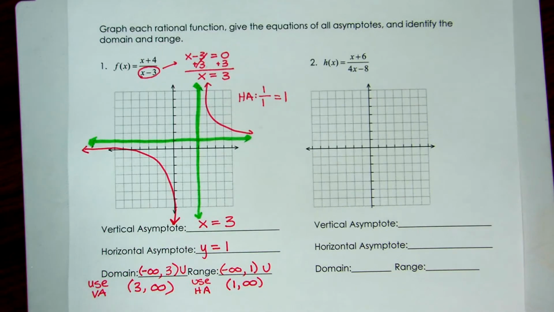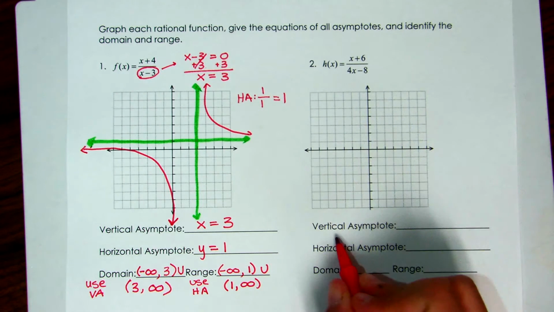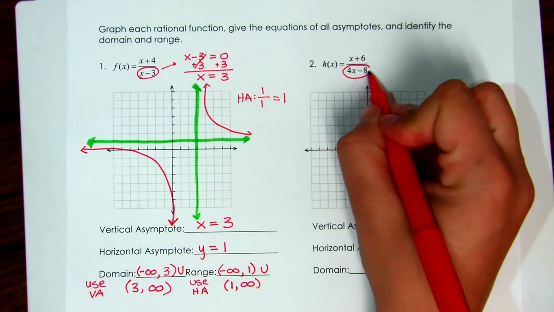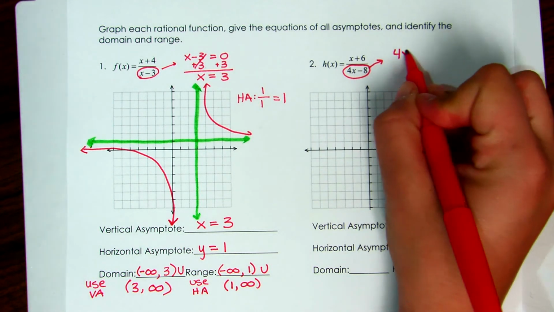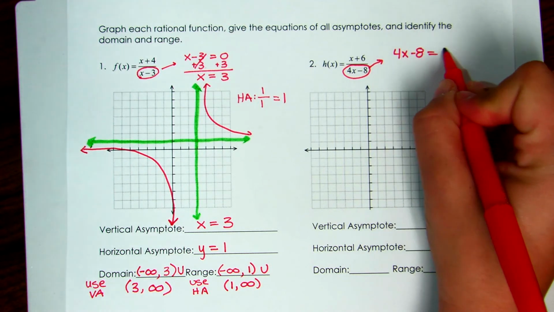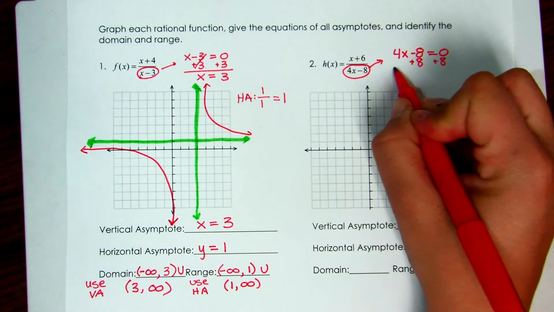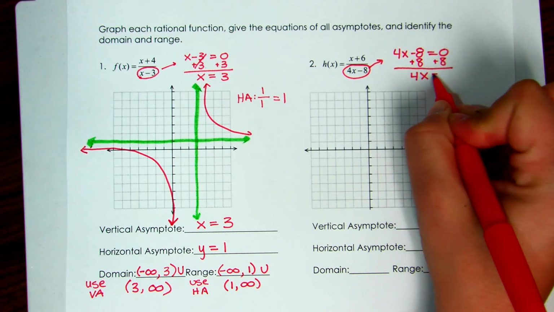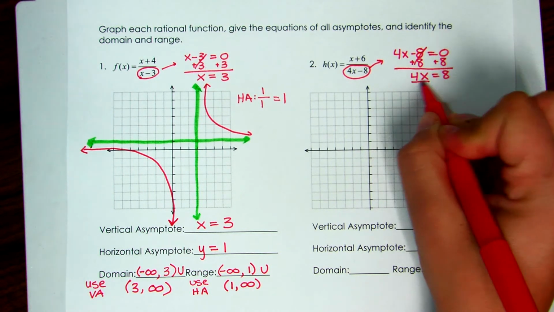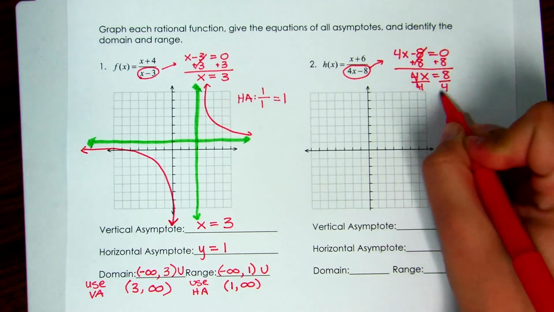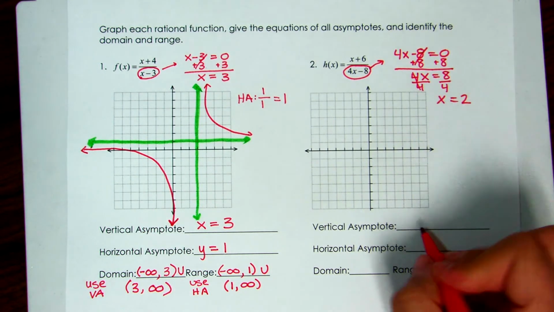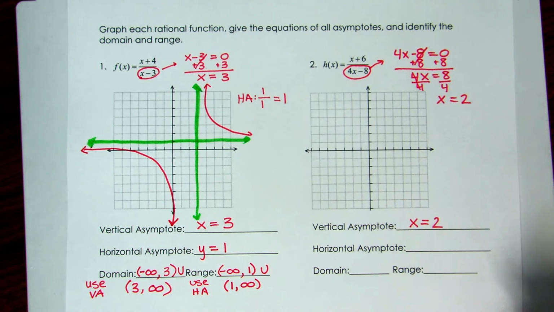All right, on to number 2. To find my vertical asymptote, take the denominator, 4x minus 8, and set it equal to 0. Solve for x. So add 8 to both sides. 4x equals 8. Divide by 4. So x equals 2 is my vertical asymptote.